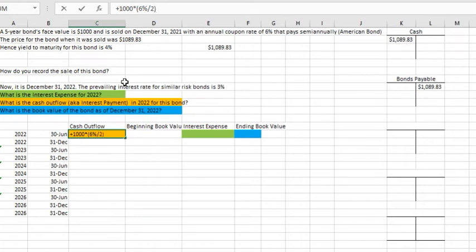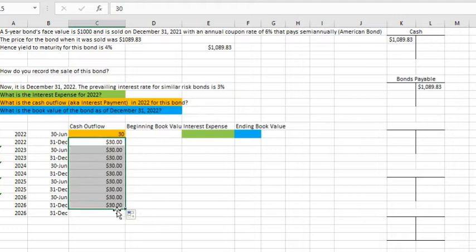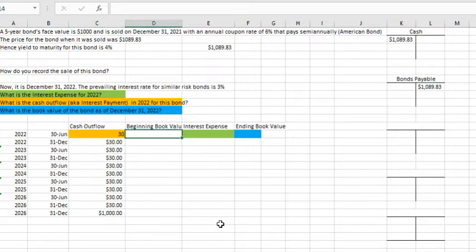The 6% is paid on an annual basis, so every 6 months half of it is going to be paid. So every 6 months the company is going to pay $30, and at the end of the 5 years the company is going to pay the face value. Now the beginning book value is what we have here. There's nothing different about that.